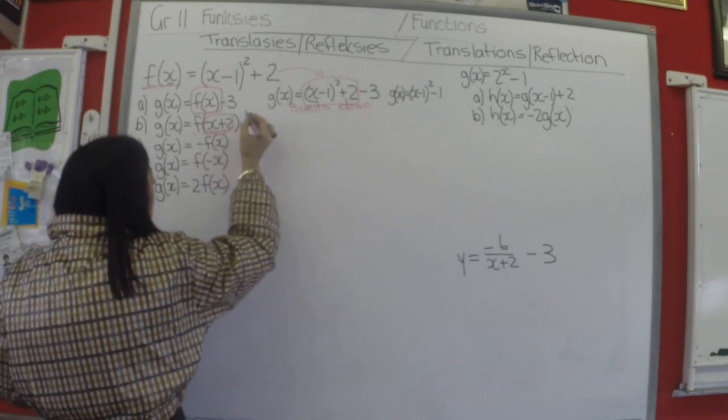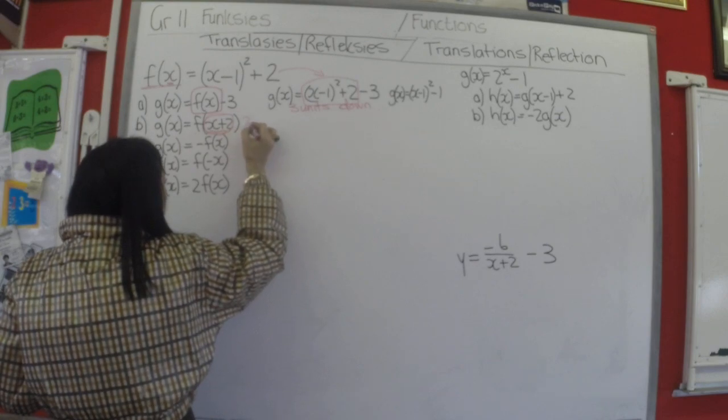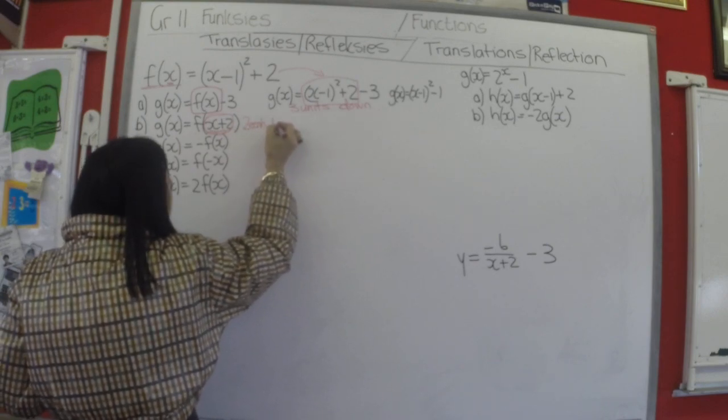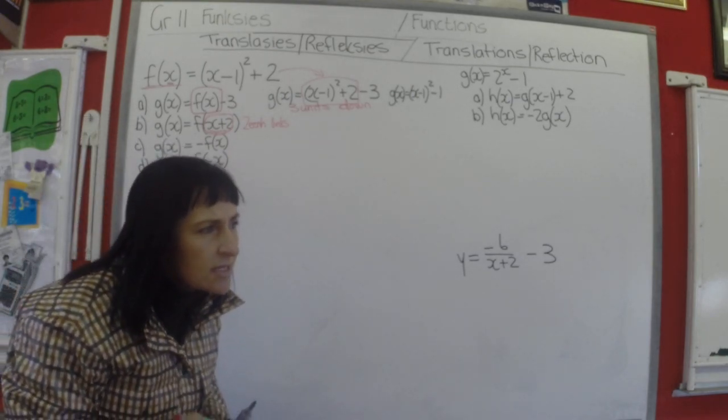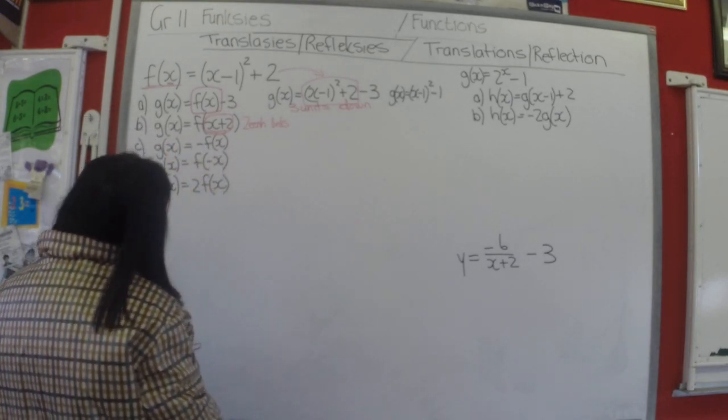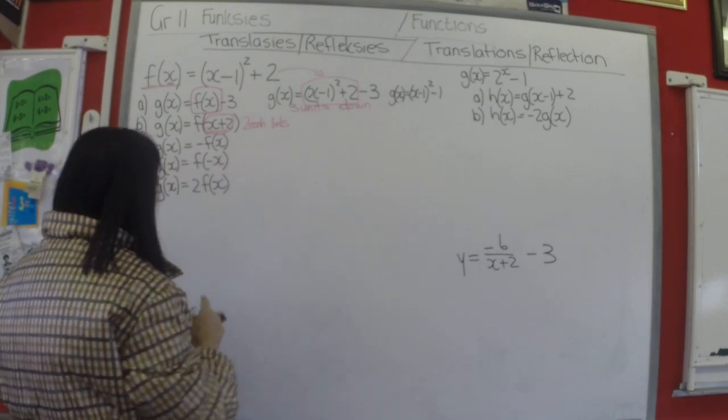Plus 2 beteken, hierdie ouetjie het 2 eenhede links geskuif. Ons weet dit mos. Ons ken dit. As P plus 2 is, het hy 2 eenhede. So wat het met fx gebeur? It moved 2 units to the left.